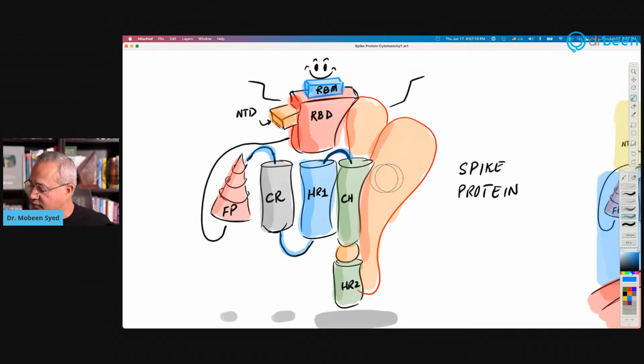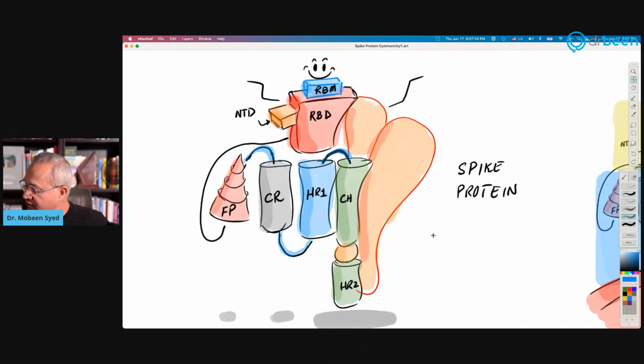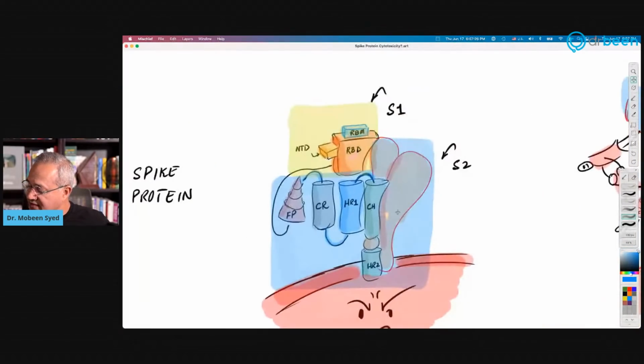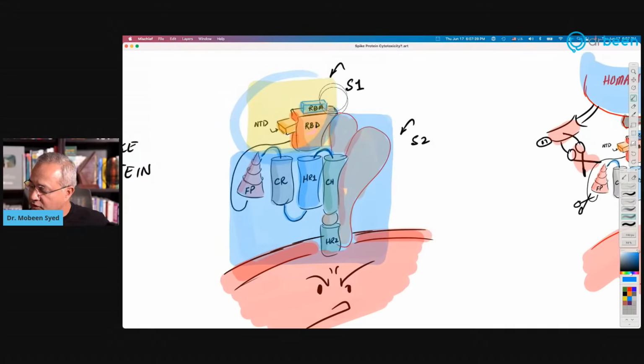So here is a spike protein, and let's look at this structure one by one. This spike protein here has an S1 domain. So if I go here for a second, this one in yellow is the S1 domain. It's a trimeric protein. It is homotrimeric. That means all of the spike proteins are similar and they are in this trimeric structure.